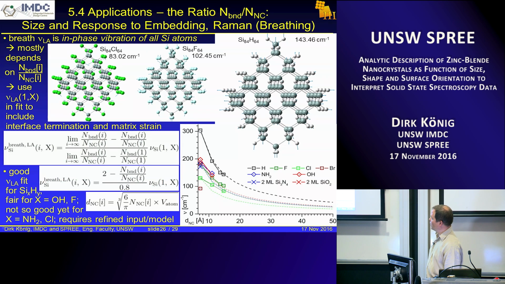And you can see for hydrogen termination, mostly for hydrogen termination, the fit's really good. For fluorine and hydroxide termination, it's also pretty good. It's not so good yet for amino termination and chlorine termination. But for chlorine, actually, that could be due to the resonance. So there's obviously more work to be done on the model.